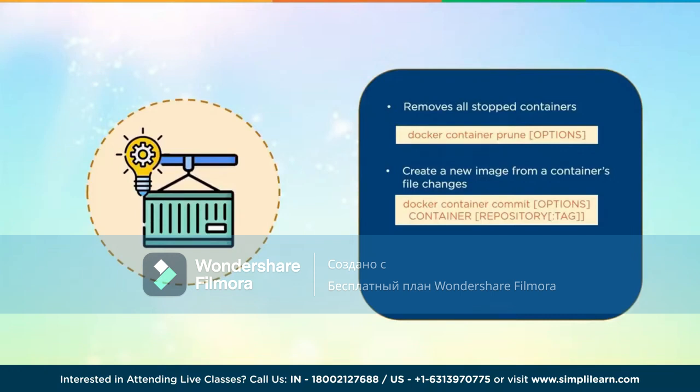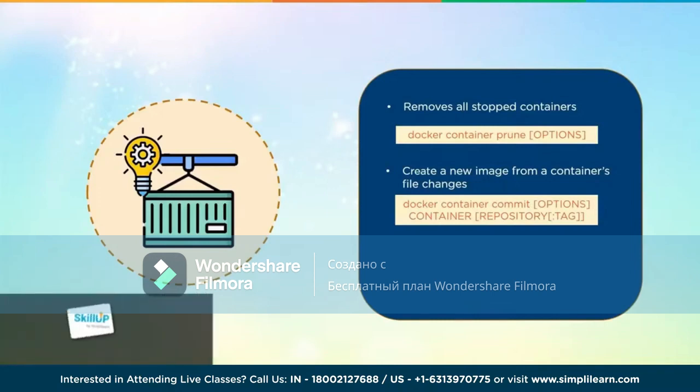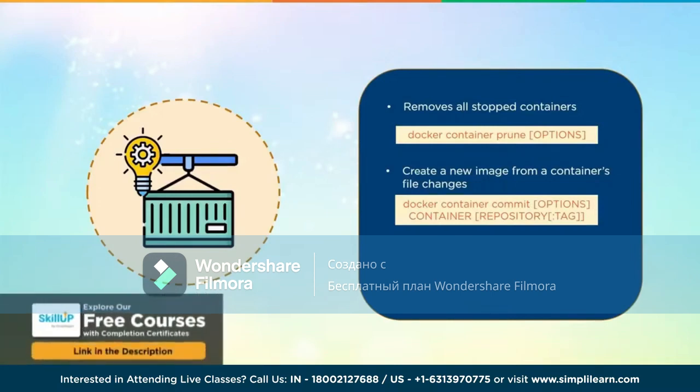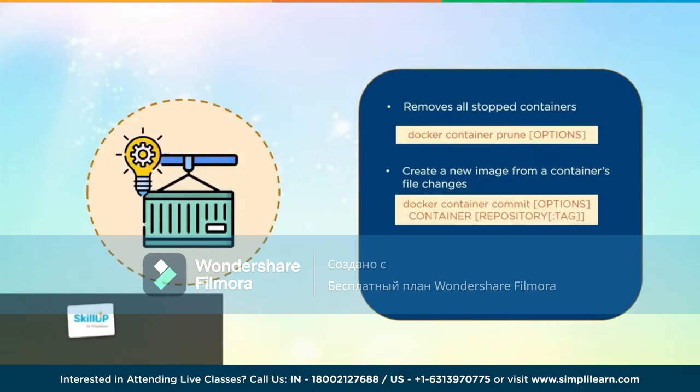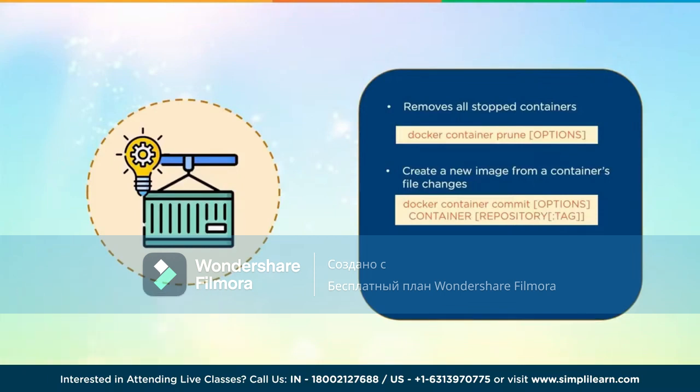Whatever steps and changes we do inside the docker container need to be preserved. The docker container commit command is used so that we can get a final image from the container. So the container will be converted into a docker image.